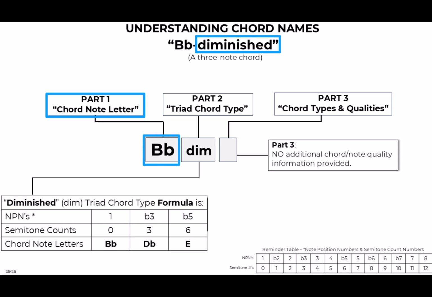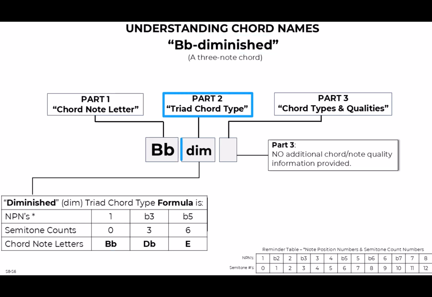the chord name and the start note as usual. That's it. In Part 2, we can see the abbreviation DIM, which is short for diminished, which is our triad chord type. In looking up this diminished chord formula, we find it to be note position numbers 1, flat 3, and flat 5, or the semitone count numbers of 0, 3, 6.